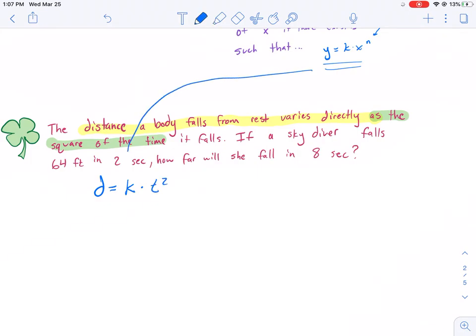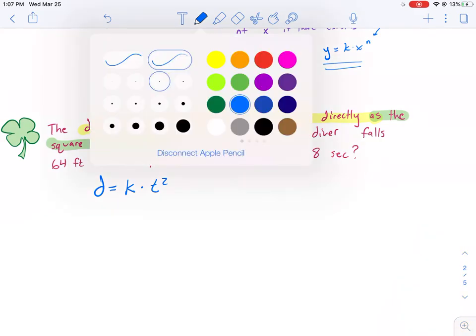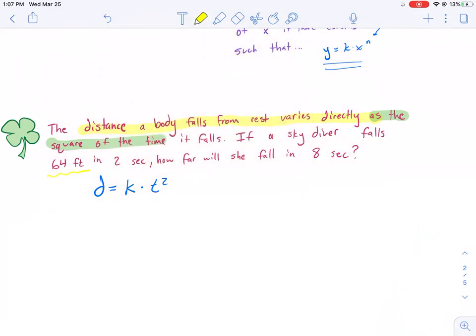As you can see here, anytime you see some sort of exponent, like square or cube, you're going to have an exponent which you need to account for in this type of equation. Now let's input what we know. We know the distance right away: 64 feet. So 64 equals k, the thing we do not know, times time squared. The time is given as 2 seconds, so 2 squared. Order of operations first: square the 2, we get 4.